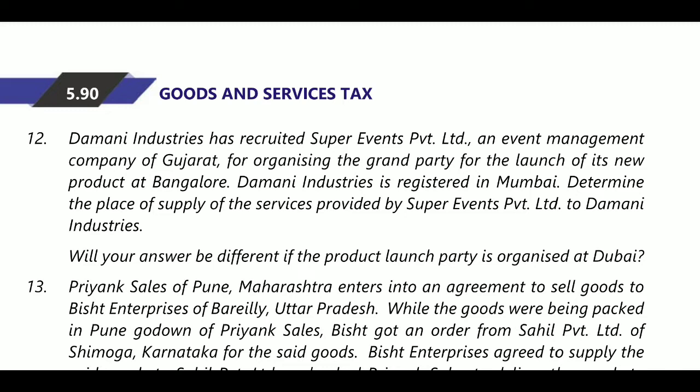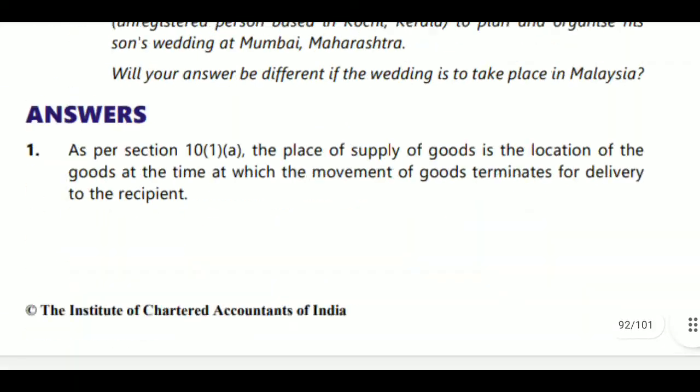Will your answer be different if the product launch party is organized at Dubai? So here three transactions take place. Even though three transactions are taking place, when the recipient is a registered person, the place of supply will be the location of the recipient. In case of India it will be the location of the recipient, and in case of outside India also it will be the location of the recipient only. So in this case, the answer to question number 12 will be taken accordingly.